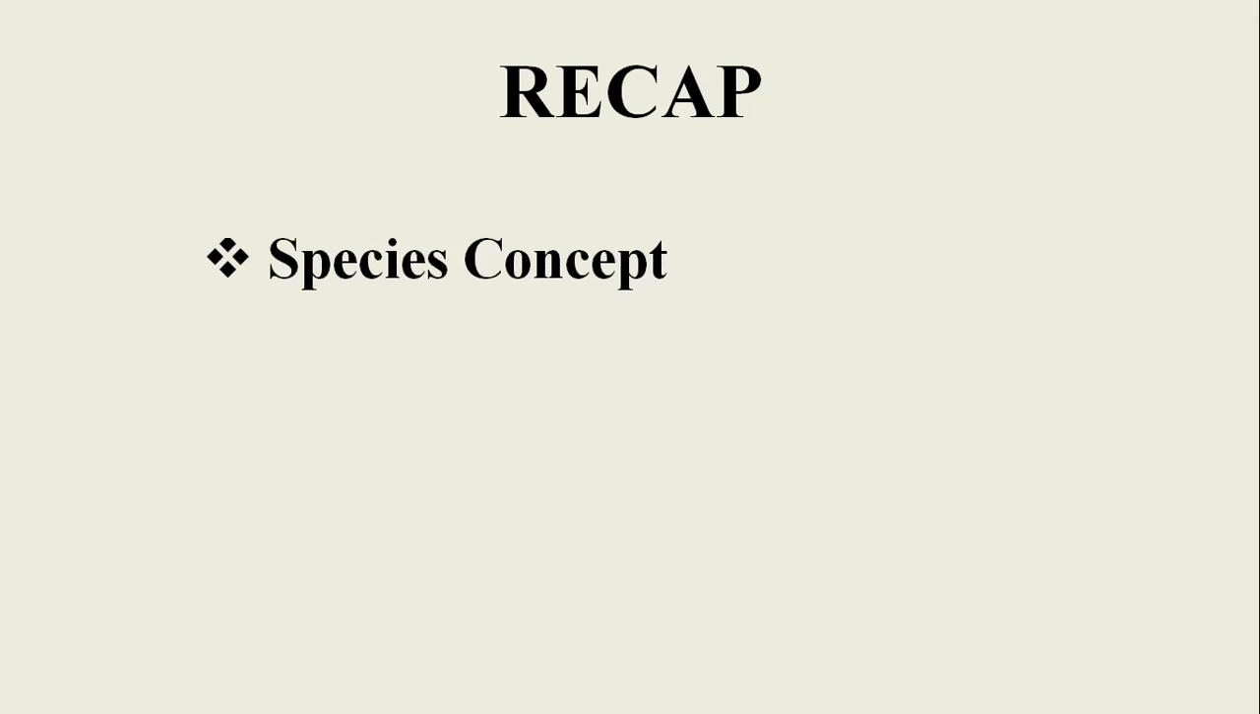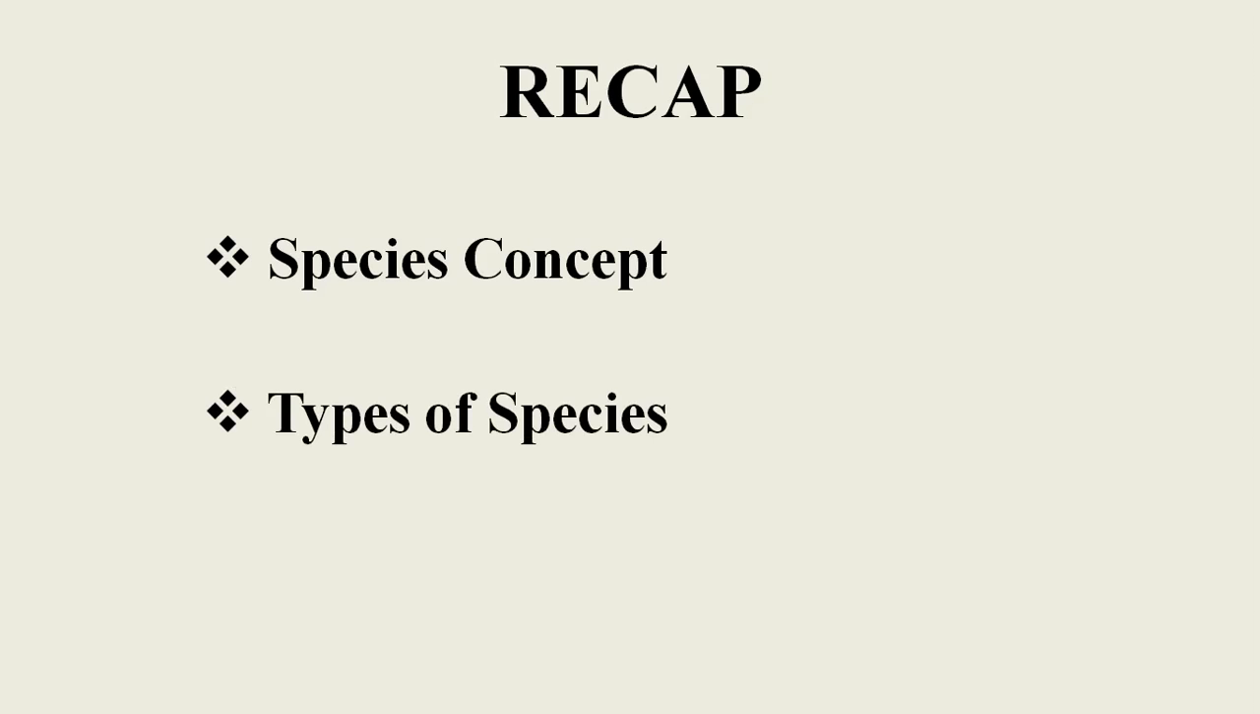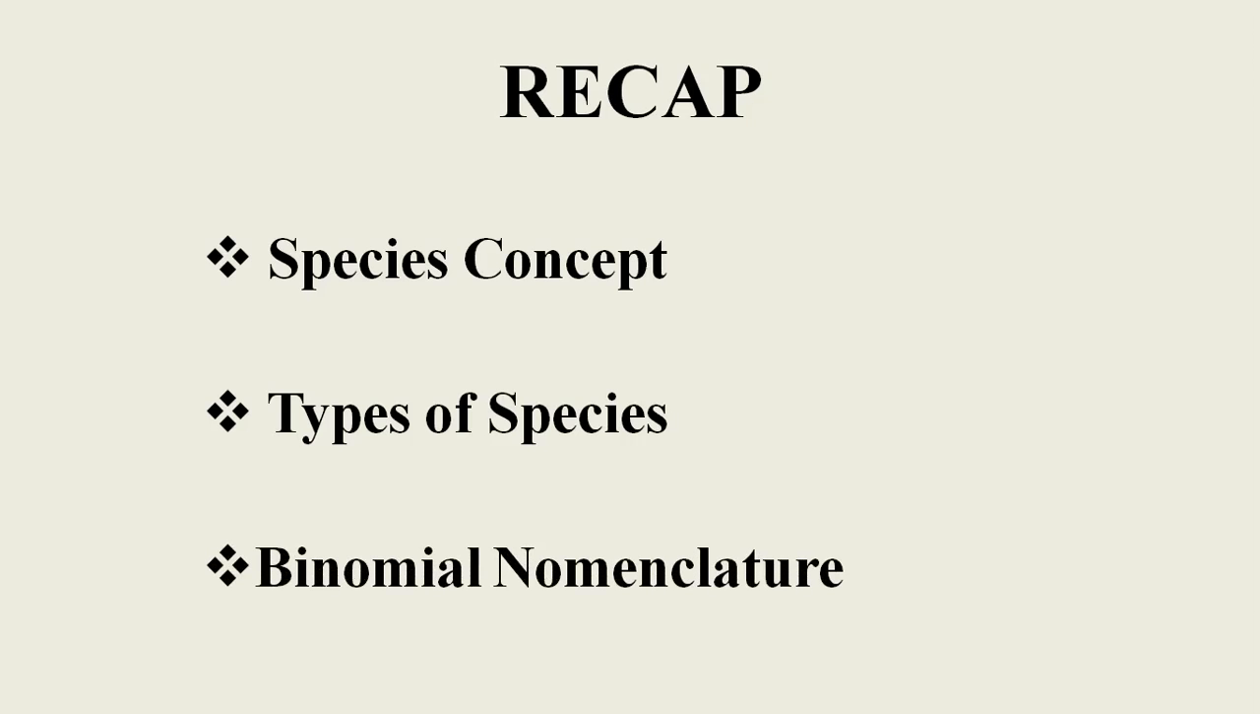In the very first, we discussed the species concept. What is the definition of species? Then the related information of species we discussed in the last lecture. Then we also discussed the types of species. In that, the biological species is a very important concept. Then evolutionary species, then skeptic species. These are the different species we discussed in the last lecture. And the last part, we also discussed binomial nomenclature.